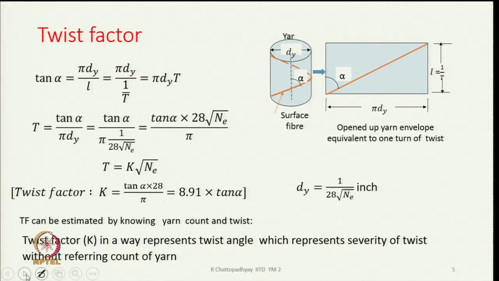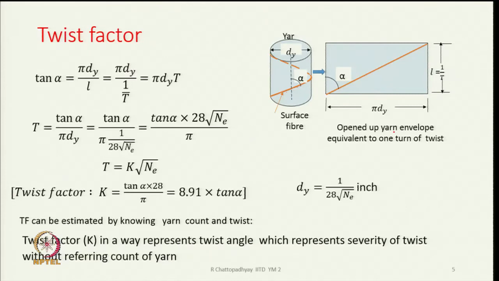Let us see the diagram on the right hand side. What is shown here is that the cylindrical part shows one full turn of twist. A surface fiber, shown by this orange line, completes one complete turn. It is following a helical path and the inclination angle is alpha. Let us say the yarn diameter is dy.